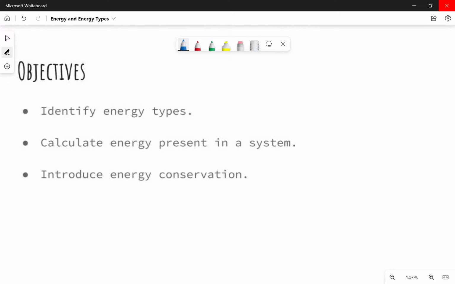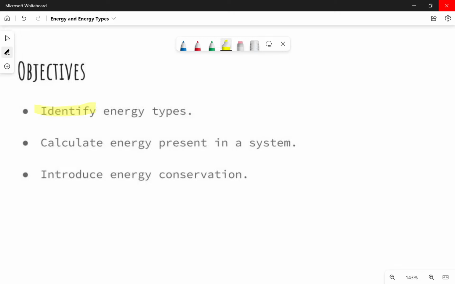The things I'd like for you to be able to do when you leave here is, number one, be able to identify different types of energy. We're going to talk about 3 different types that you really need to be able to identify. I want you to be able to look at a situation and tell which types are going on.